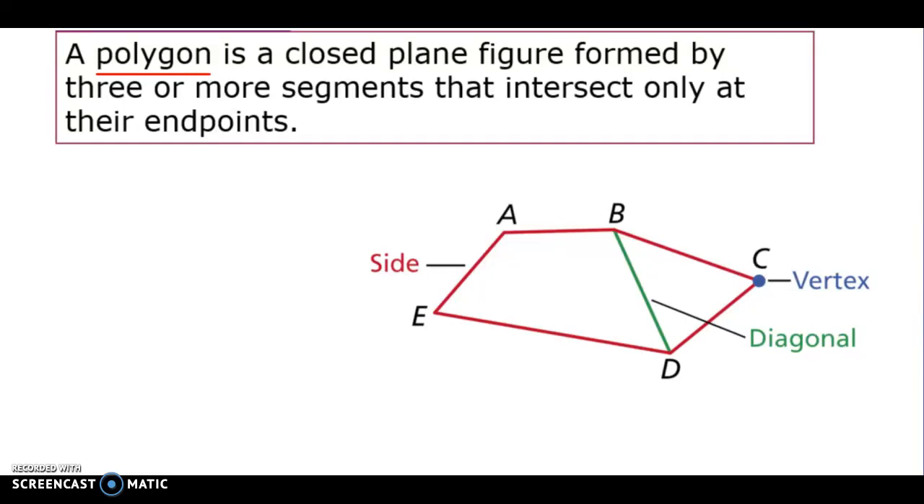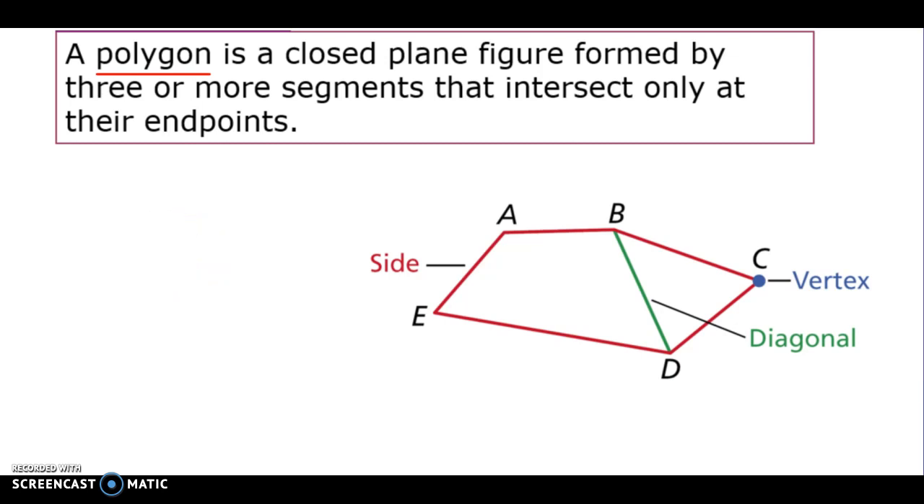So a polygon is any closed plane figure formed by 3 or more segments that intersect only at their endpoints. It's a really elaborate way of saying it's a shape. It has to be closed. So if it's open, it's not going to be a polygon. If we have segments that intersect, that would not be a polygon because the segments intersect each other.